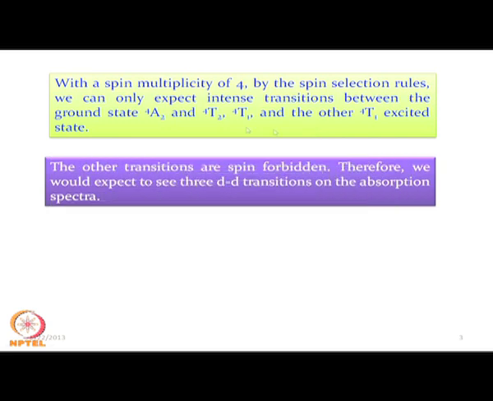So, the spin restriction means that if we have a corresponding multiplicity of 4, we should only consider the excited states having the same spin multiplicity. The other transitions are therefore spin forbidden. Just now we have seen this in the vanadium case also. Therefore, we would expect to see 3 d-d transitions on the absorption spectrum.